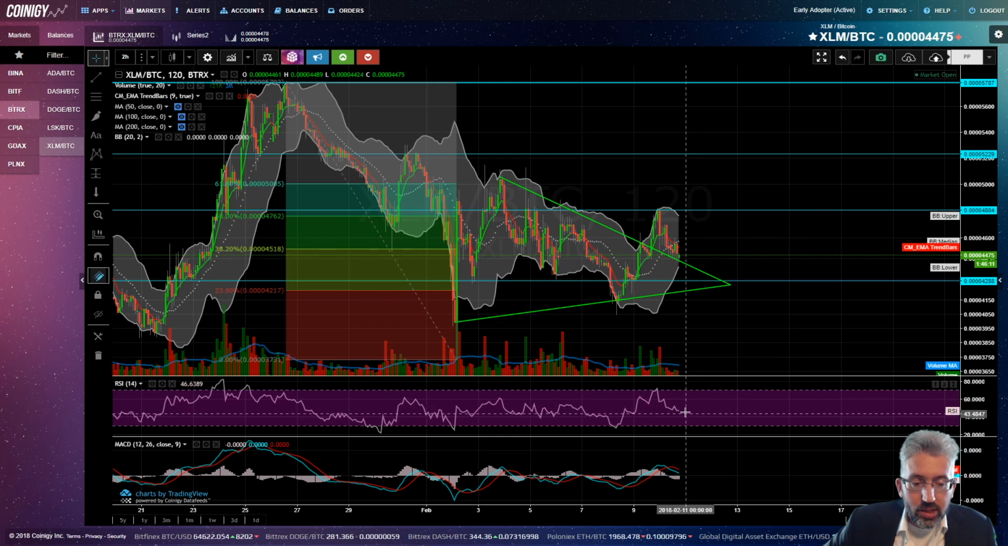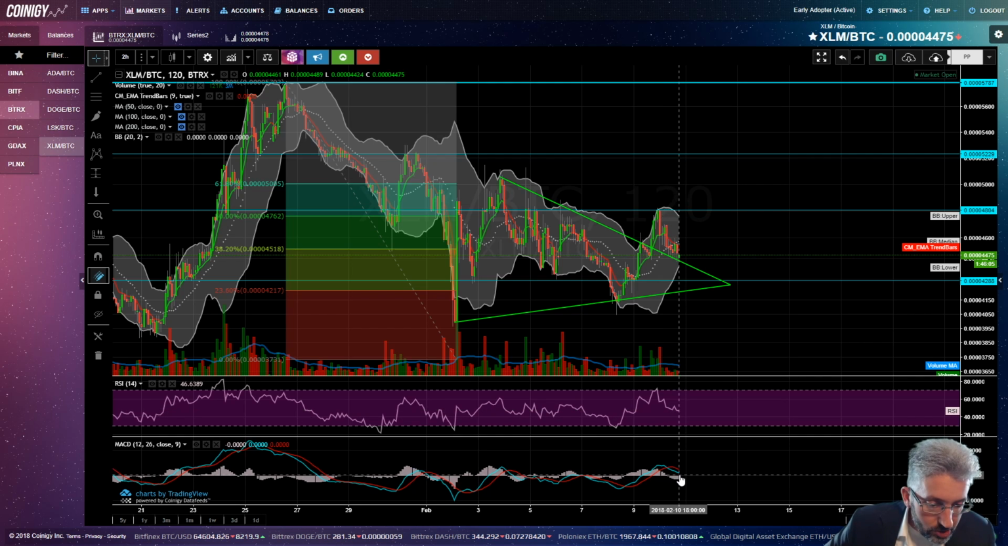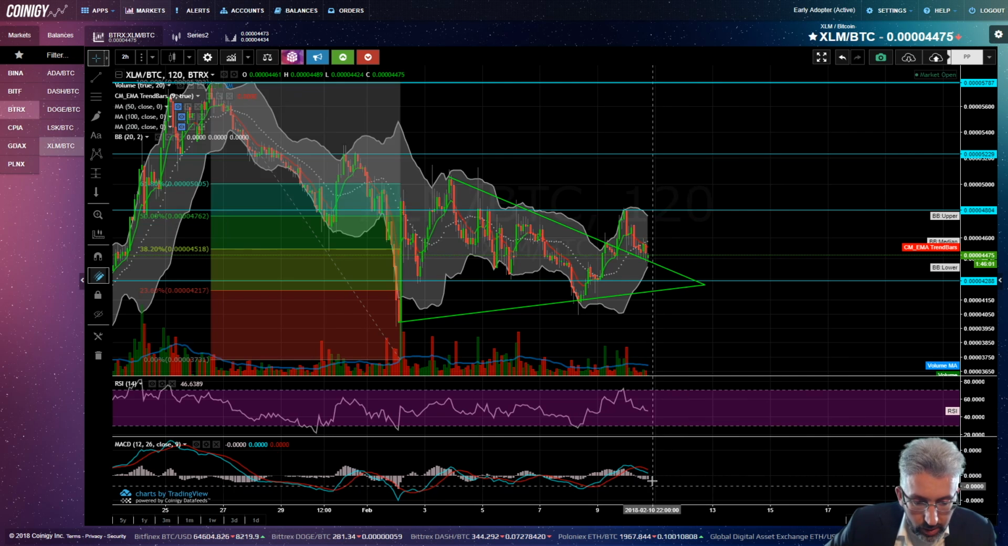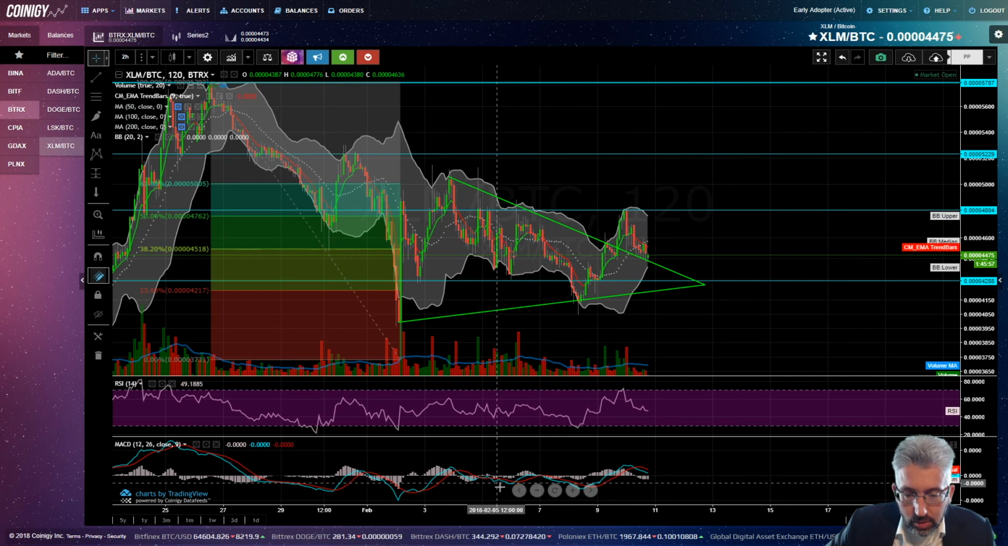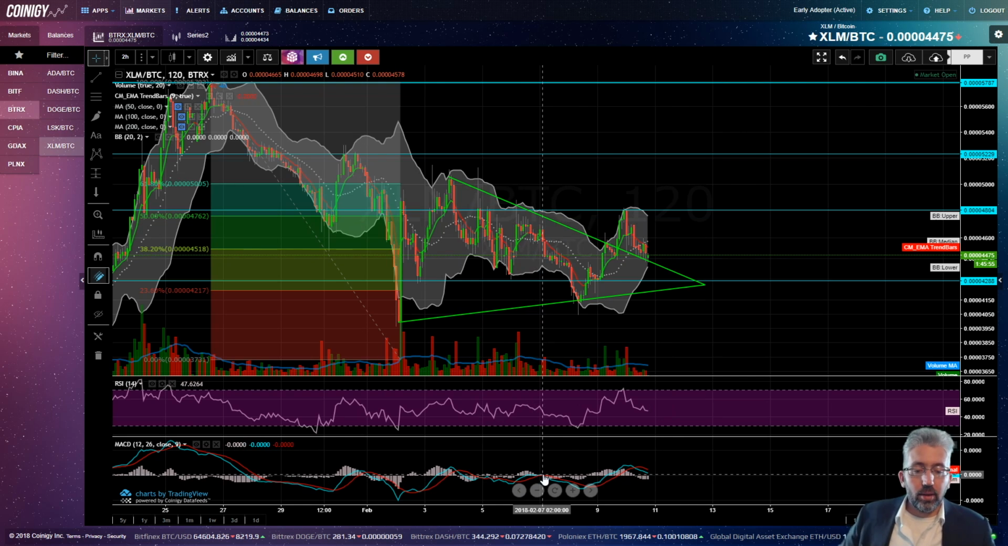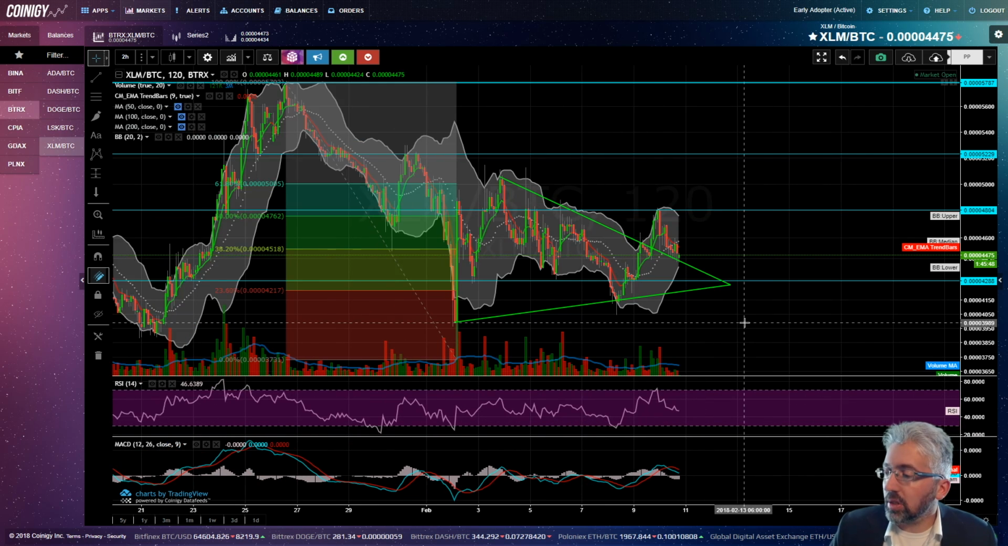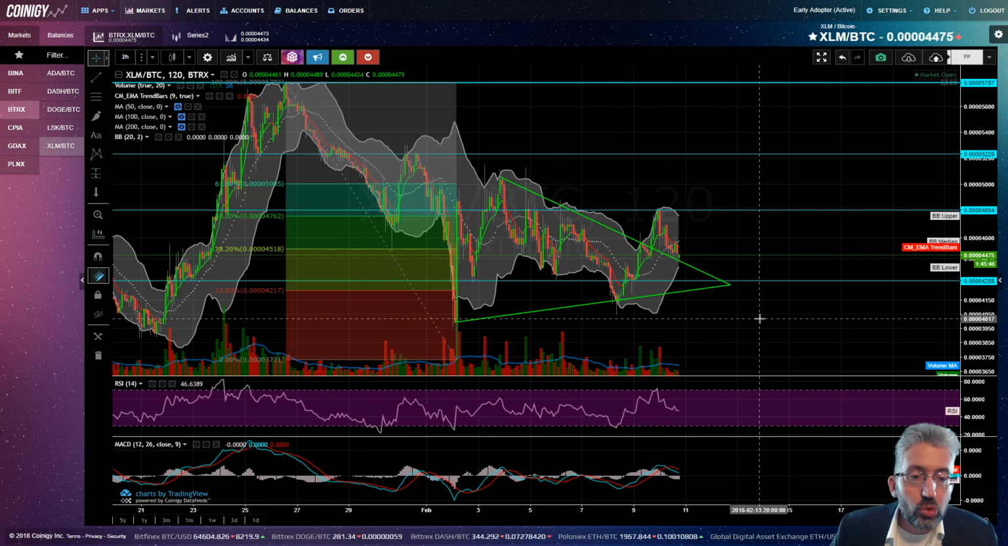The RSI in this case is neutral, I would say, around 50, slightly pointed down, and the MACD has crossed. Although it's kind of hard to say where it's going, because lately it's been trading sideways, and then the MACD is really hard to use as an indicator. Basically, you need more volatility, more movement.